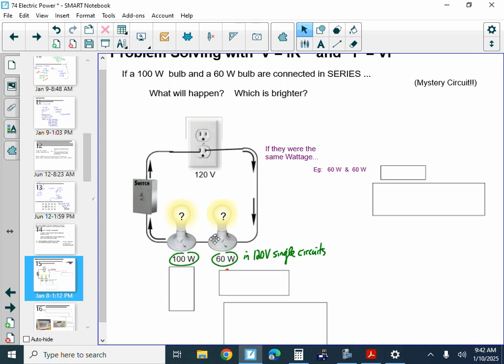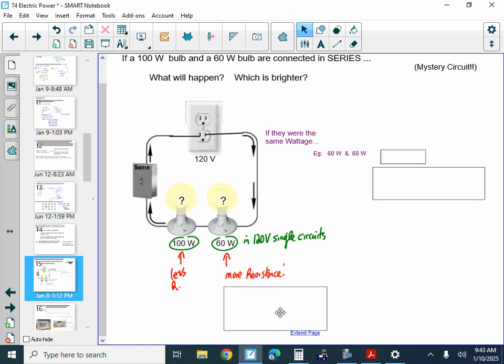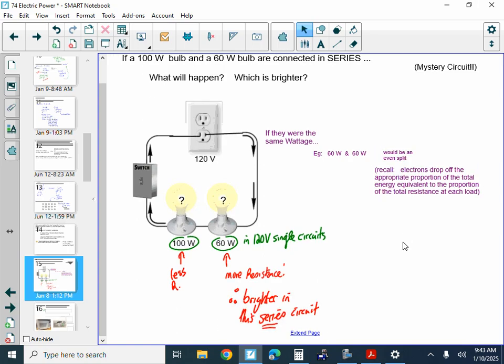But in series, these are going to share the voltage, right? And they're going to share the voltage in proportion to the resistance. The 100 watt bulb is going to have lower resistance to allow more wattage to go through. The 60 watt bulb is going to have more resistance, and so it's actually going to be the brighter one. I have a mystery circuit that shows exactly that, but I just don't have a video for that one handy right now.